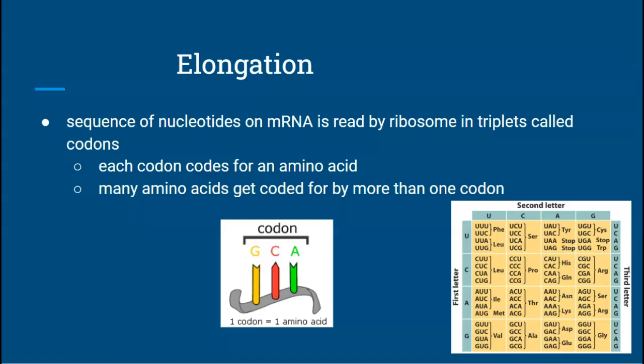And then with elongation, this is where we are actually building our protein, amino acid by amino acid. So we're taking a monomer and we're linking it together to form a polymer, okay? And so basically what happens here is this GCA, right? This might be 3 RNA nucleotides in a row, and that's called a codon. And this codon is going to code for one specific amino acid.